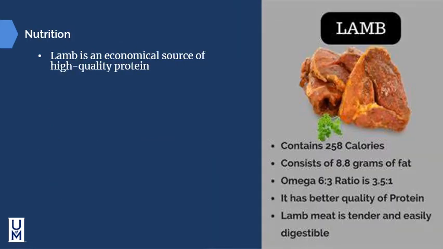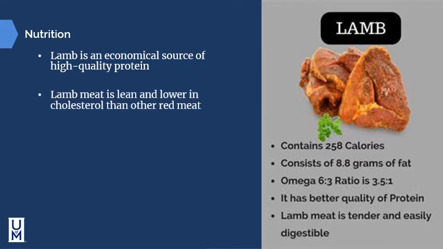Lamb is an economical source of high quality protein. Lamb meat is lean and lower in cholesterol than other red meats. It contains roughly 258 calories in a 4-ounce serving, consisting of 8.8 grams of fat. The omega-6 to omega-3 ratio is 3.5 to 1, which means it's much higher in omega-6, which is good for you. It has a better quality of protein.